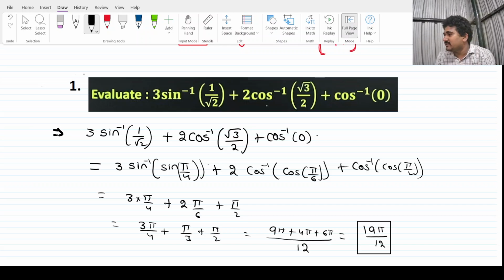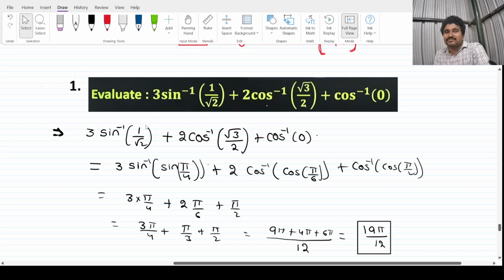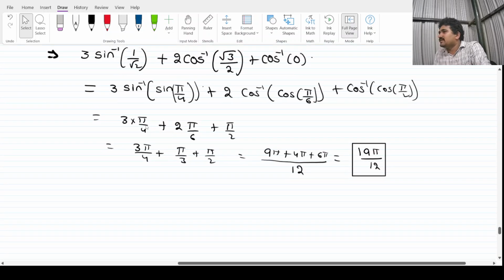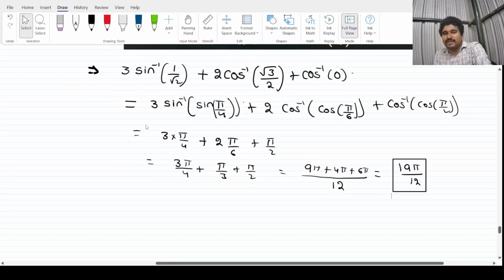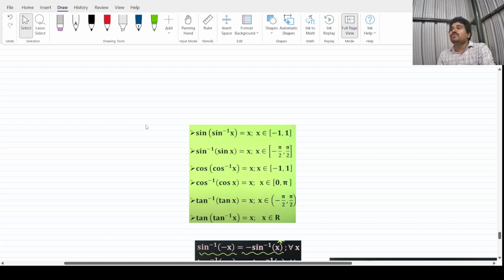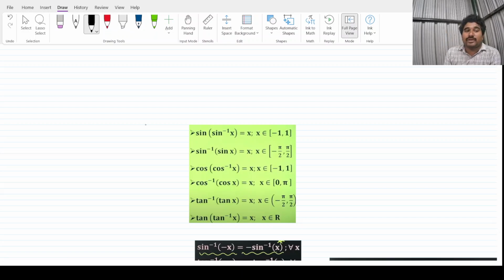Any confusion? What is your answer? 19 pi by 12, correct, or any other answer? Understood everybody? Yes. Very good. Now observe here. We are going to study about properties.